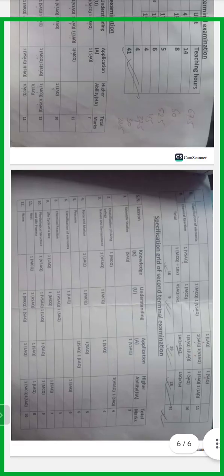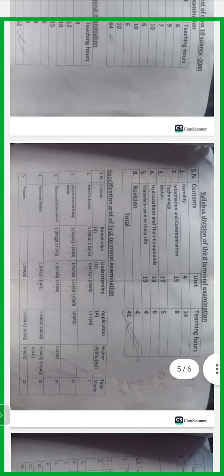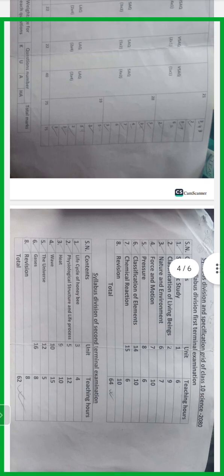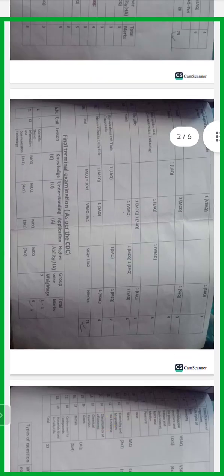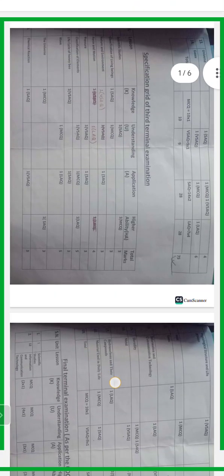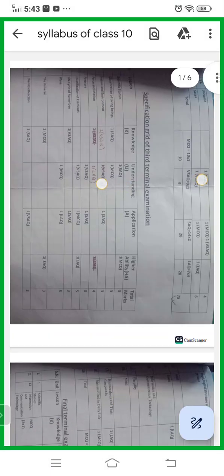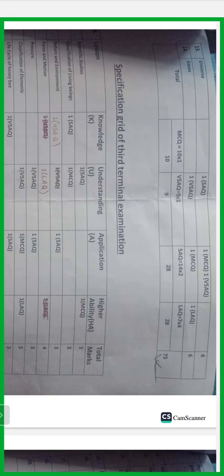Okay, and after that, web, then which unit is remaining? Maybe the gases is remaining here, and this is the first terminal, and the rest are for the third terminal, and they are further. And also we have the universe.